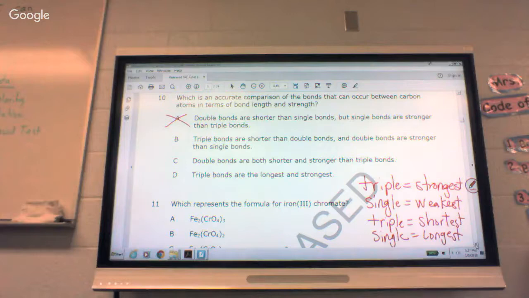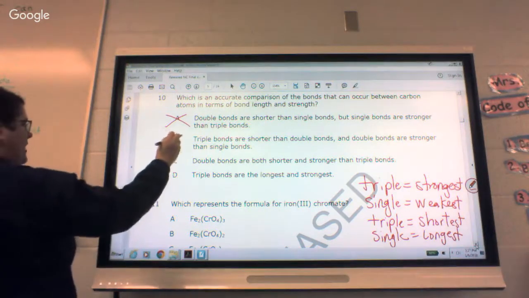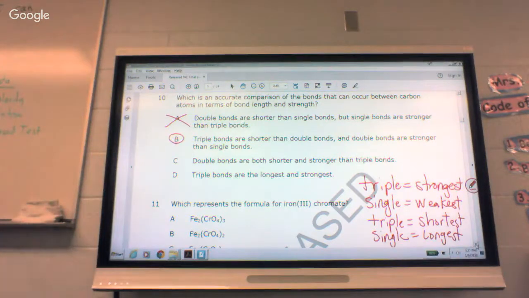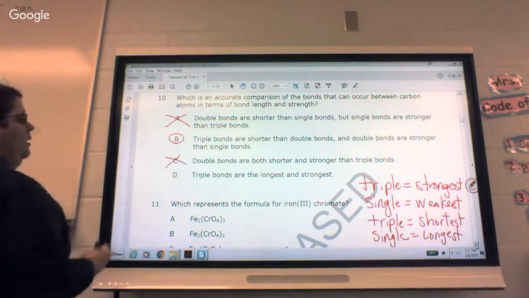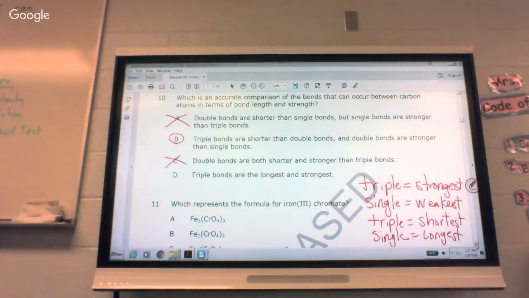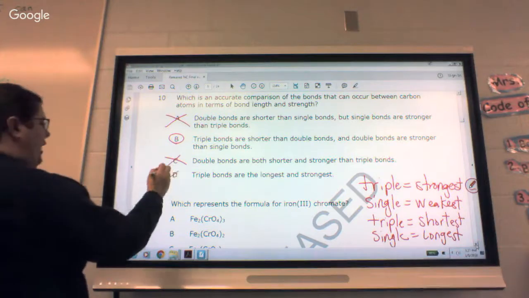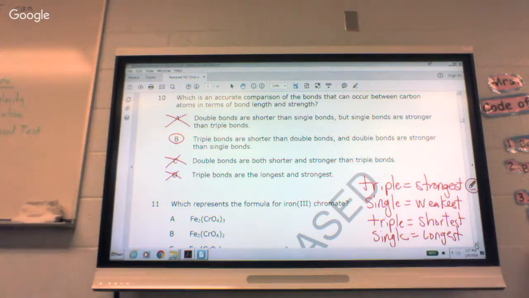All right, triple bonds are shorter than double bonds. Yes? And double bonds are stronger than single bonds. That sounds like it. Let's double check the others just to be sure. Double bonds are shorter and stronger than triple bonds. No. All right, and triple bonds are longest and strongest. No. All right, we're going to do 11 and then we're going to stop.